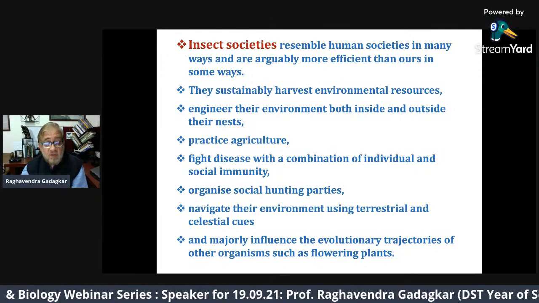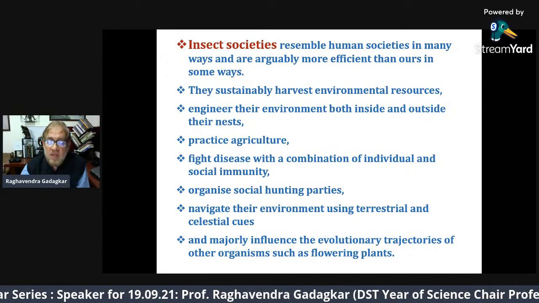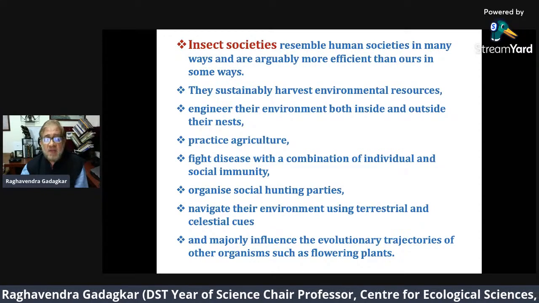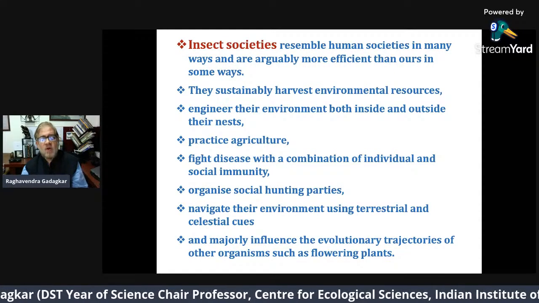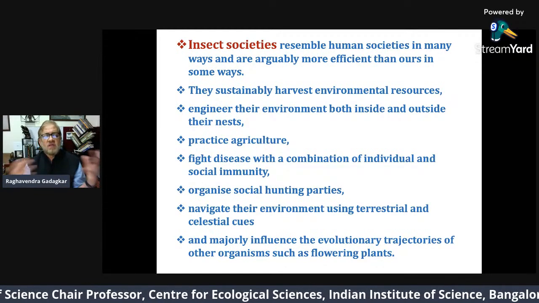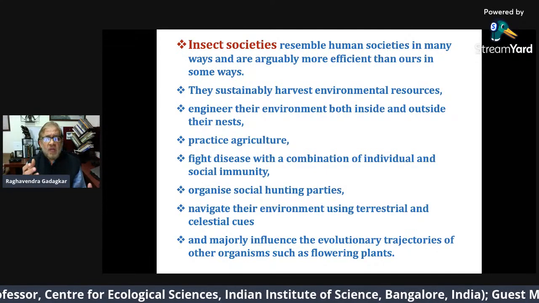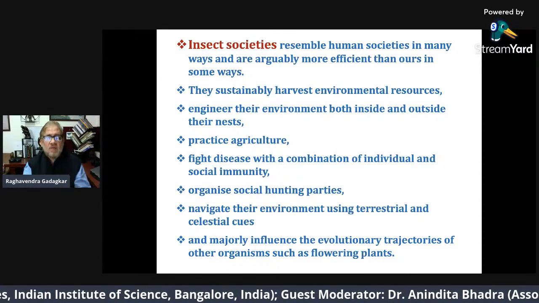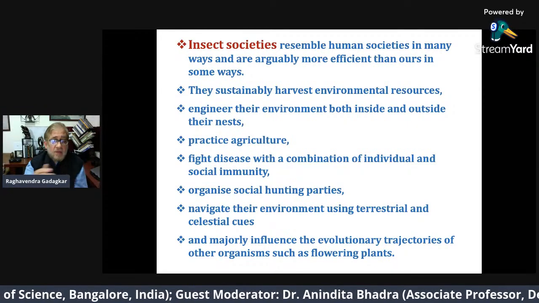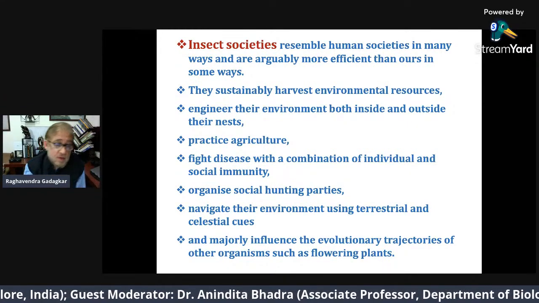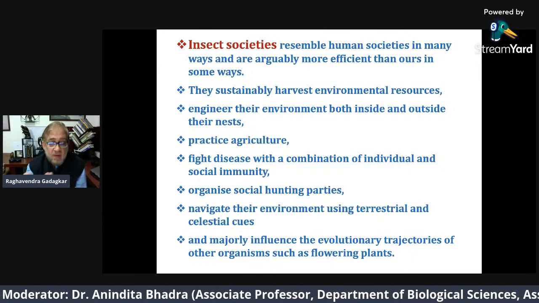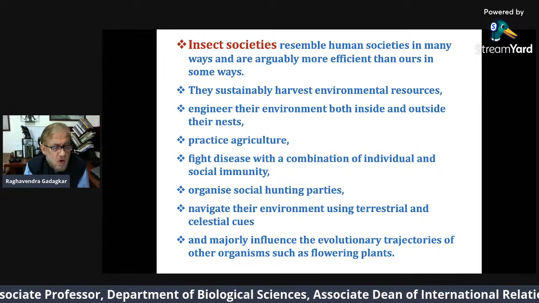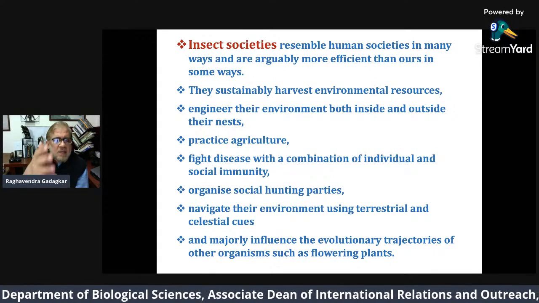And insect societies have majorly influenced the evolutionary trajectories of other organisms, such as flowering plants, for example. We know that the flowering plants became so diverse and so successful because of their evolutionary partnership with bees. Because when bees pollinate, then only these flowering plants can reproduce. And this coevolution between bees, even ants, social insects, and flowering plants has resulted in the enormous diversity and success of flowering plants altogether. So social insects are quite remarkable.